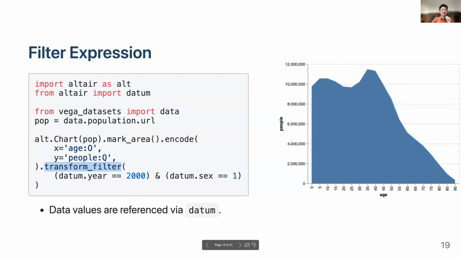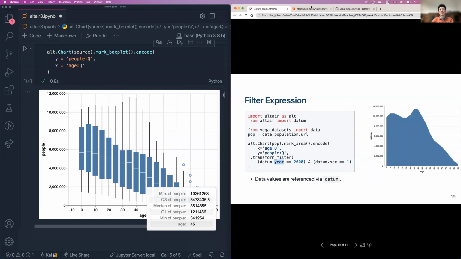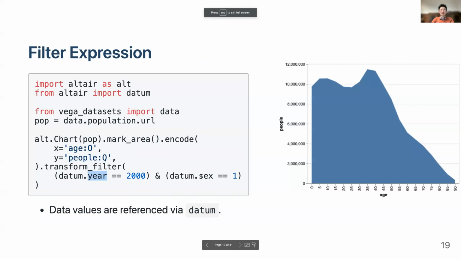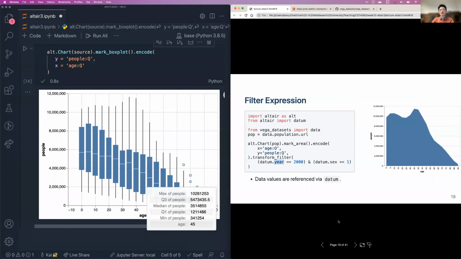It says transform_filter, datum.year == 2000. If you remember, the year is one of the attributes in the data collection. Let me see if I still have it. Yeah, I still have it here, and you can see the year is one of the attributes. In this case, I set that to 2000. So I'm only showing the data with the year equal to 2000 and the sex equal to 1, so the values will be only showing 1 and not 2. I think this is just one of the genders.